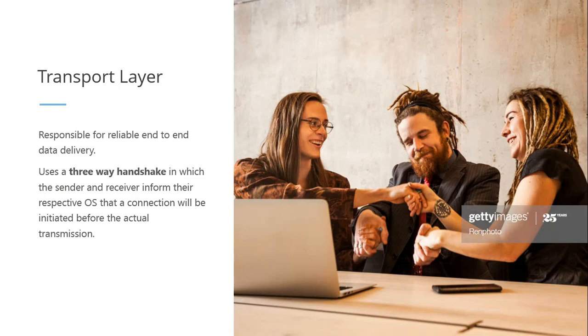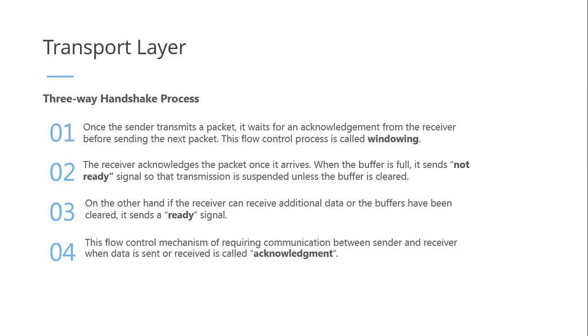Next, we have the transport layer. The transport layer is the one that ensures the reliable and efficient delivery of data. Now, the most common way of doing this is what we call the three-way handshake. We'll talk about the three-way handshake in detail. In the three-way handshake, we get acknowledgement first before sending data.